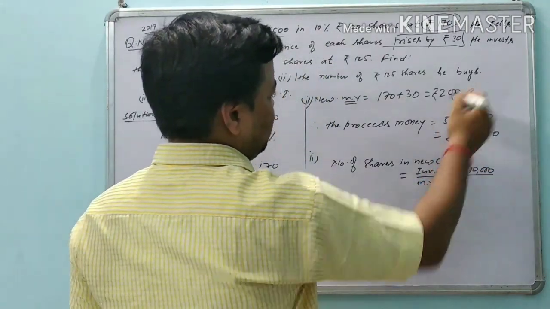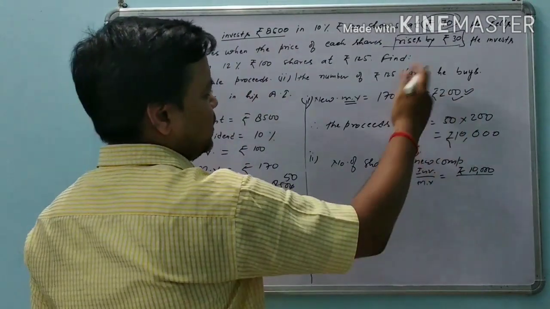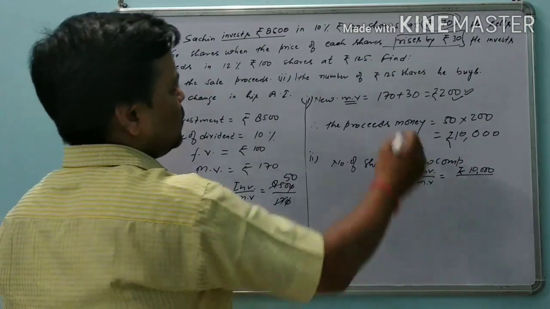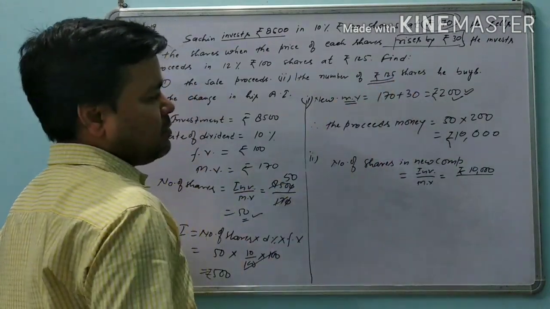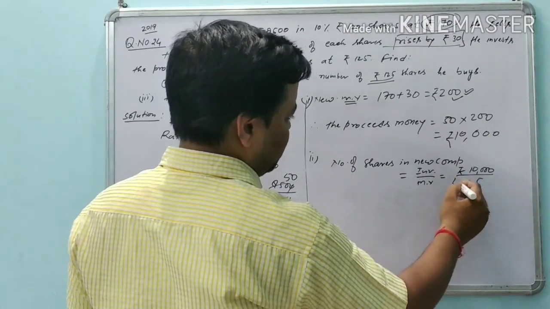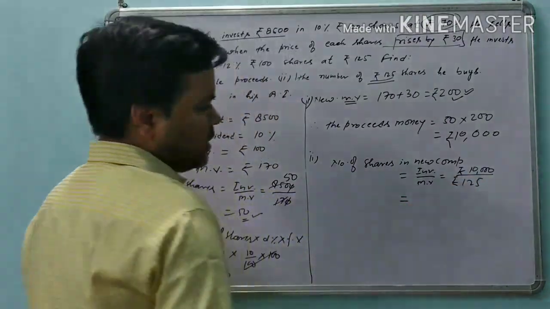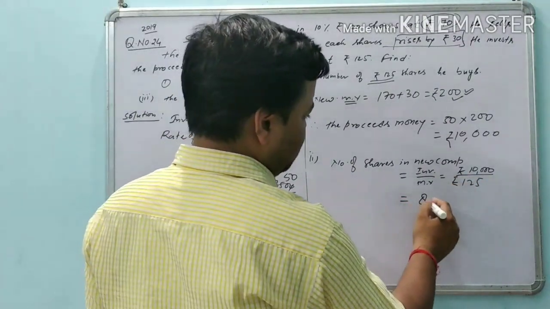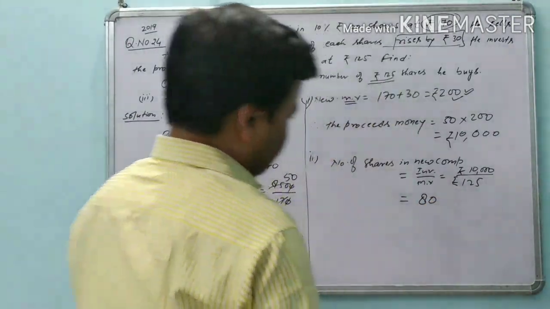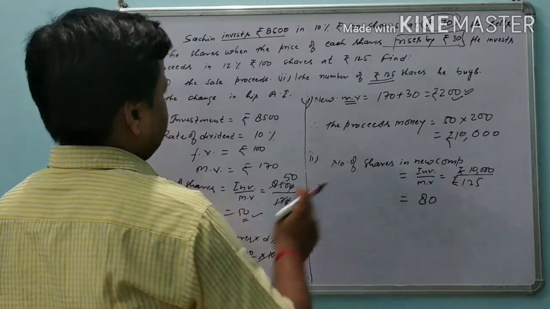We will take here the market value. This is the market value of the new company. New company means the company whose market value is 125 rupees. Here 125 rupees. In this case, if we calculate, its value will be about 80. The number of shares will be 80. Okay, this is the second case.